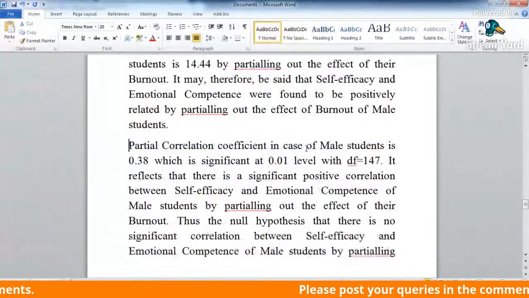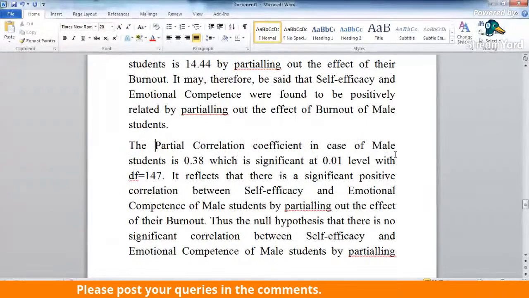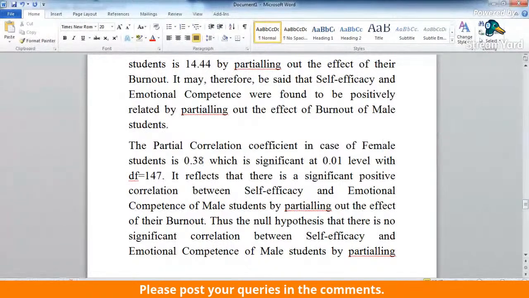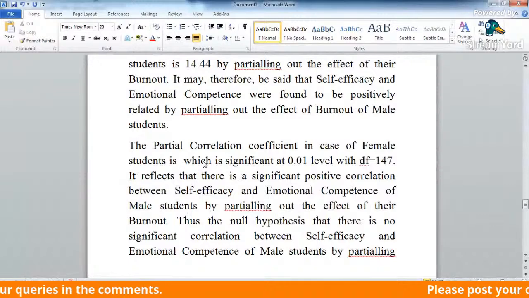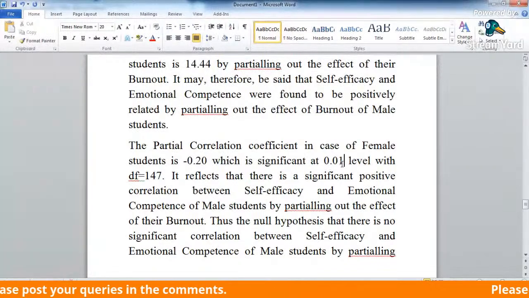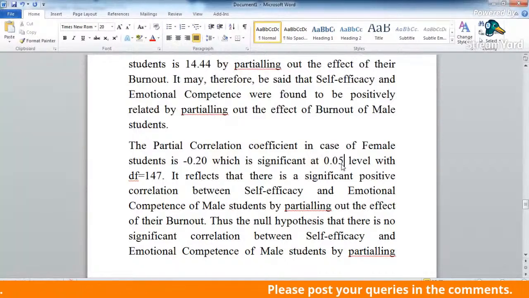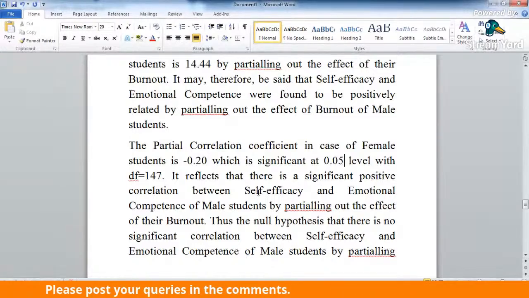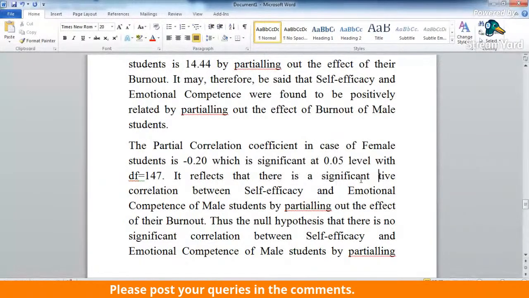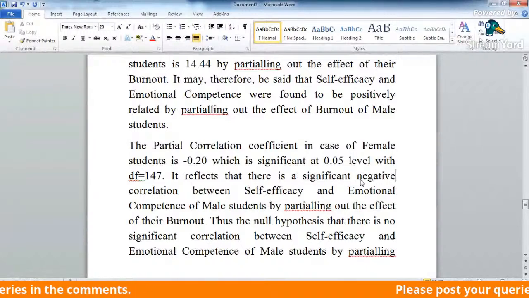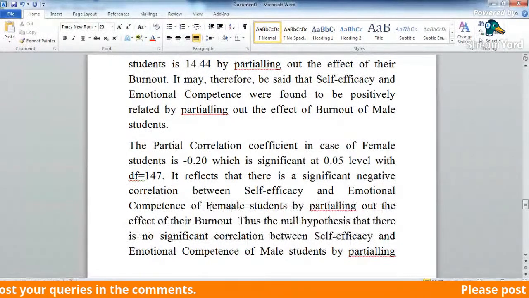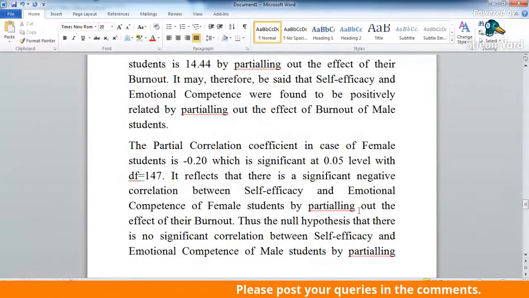Now, you see the partial correlation coefficient in case of female students is minus 0.20, which is significant at 0.05 level, and DF is the same because the number is the same. So it reflects that there is a significant, not positive, it is negative. So this is important. There is a significant negative correlation between self-efficacy and emotional competence of female students by parceling out the effect of their burnout.